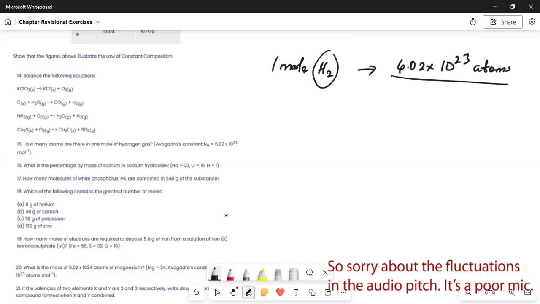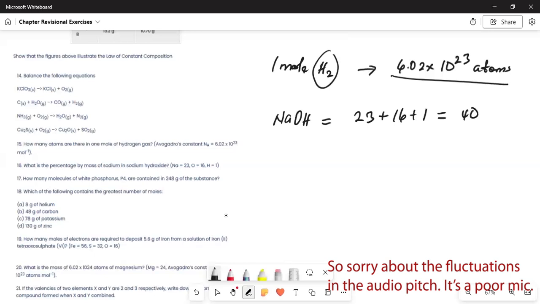Question 16 is what is the percentage by mass of sodium in sodium hydroxide? Sodium hydroxide is NaOH. Relative molecular mass will be the sum of the relative atomic masses of the component elements. Sodium is 23, oxygen is 16, hydrogen is 1. Adding all this together, that is 40.